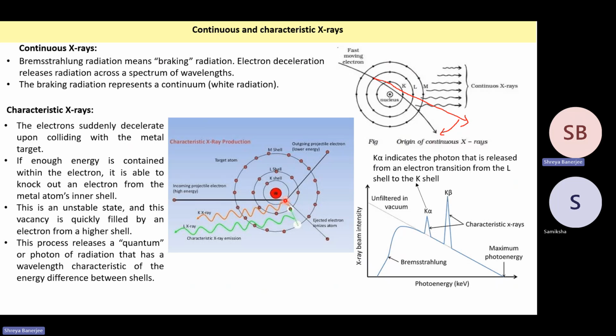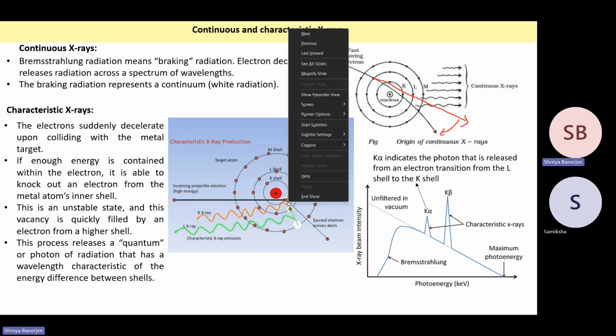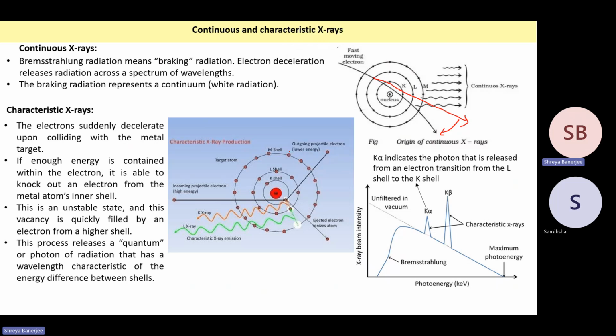So the electron in the atom of the anode moves out, leaving a hole here. In order to fill up this hole, one of the electrons from the outer shell drops into the inner shell. Suppose from the L shell, it can come to the K shell, or from the M shell, it can come to the K shell to fill up the hole that is left by the electron that is ejected. Now, when this happens, you know that the energy levels in an atom are quantized. That is, they have fixed energies.